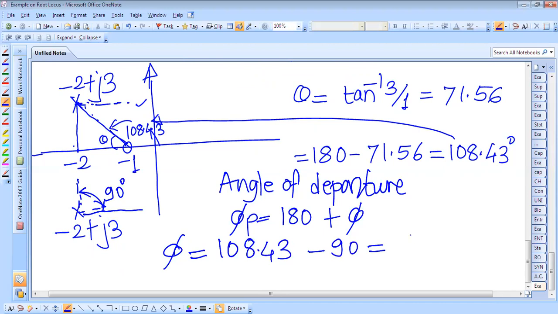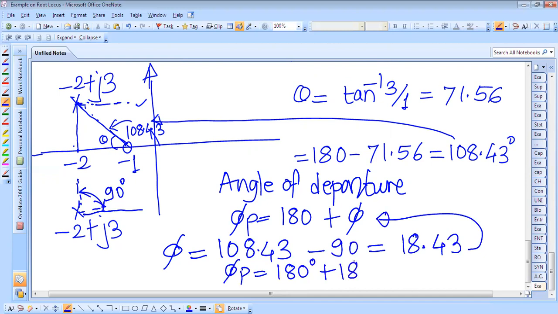So the phi is equal to, no, angle made by this, yes. So this is 18.43. Okay. Now this value have to substitute here. We'll get the angle of departure. So 180 degree plus 18.43 will get 198.43 degree. Okay.